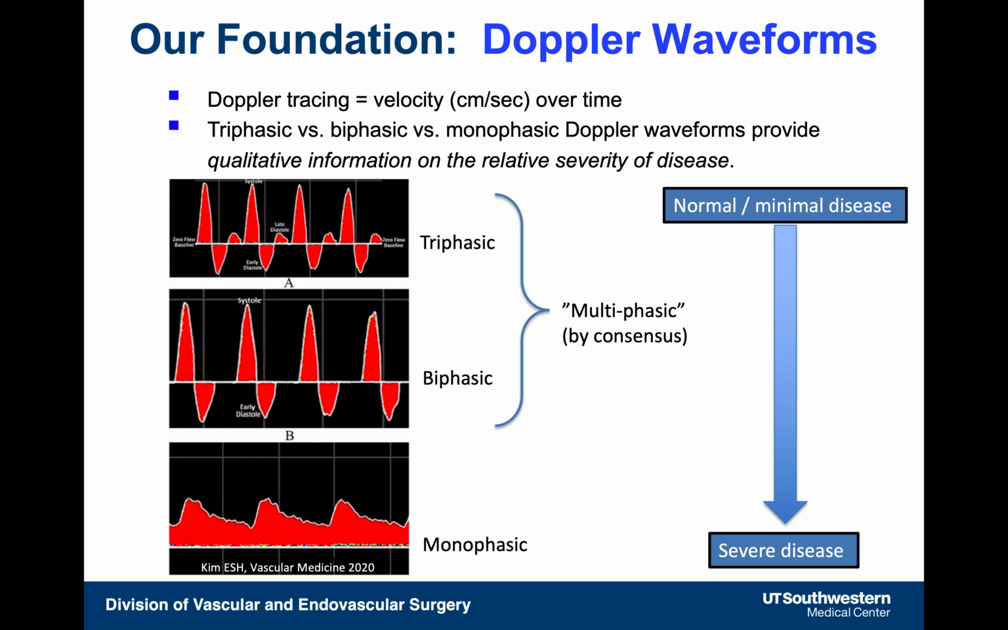Now, as you can see from the tracing at the bottom left panel, the monophasic waveform is first characterized by a slower upstroke, followed by a more rounded peak and a slow decline in velocities, with all of the flow being forward flow and much of it being during diastole. This monophasic waveform is indicative of severe disease. So as depicted on the right side of the screen, this is truly a continuum from normal or minimal disease to severe disease, and being able to recognize multiphasic waveforms from monophasic waveforms is critical for determining the level of appropriate disease.